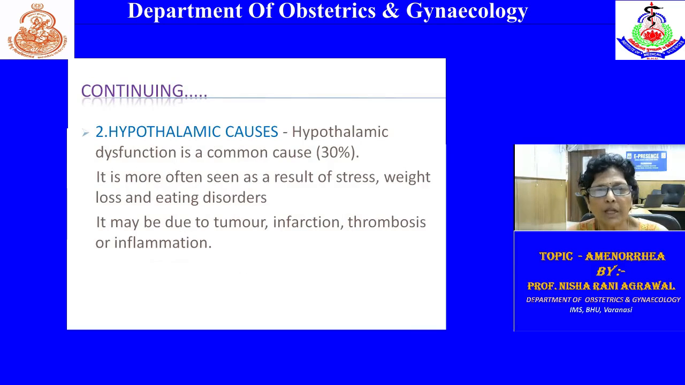Hypothalamic cause. Hypothalamic dysfunction is a common cause responsible for 30% of secondary amenorrhea. It is more often seen as a result of stress, weight loss, and eating disorders. In eating disorders, anorexia nervosa is the most common problem. It may also be due to tumor, infarction as seen in Sheehan syndrome, thrombosis, or inflammation at the level of the hypothalamus and at the pituitary level.